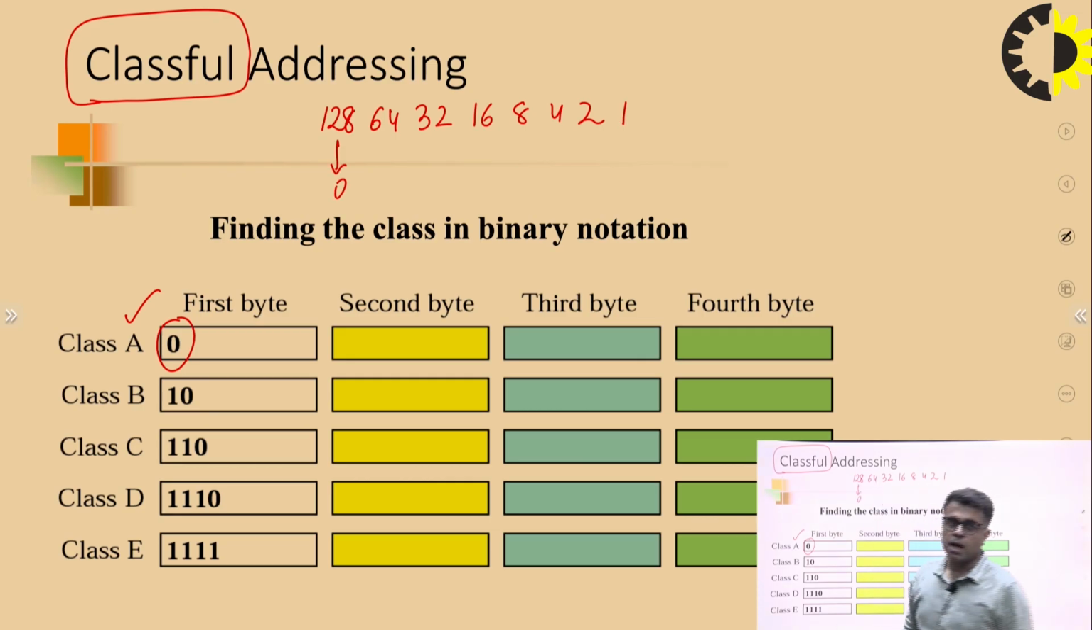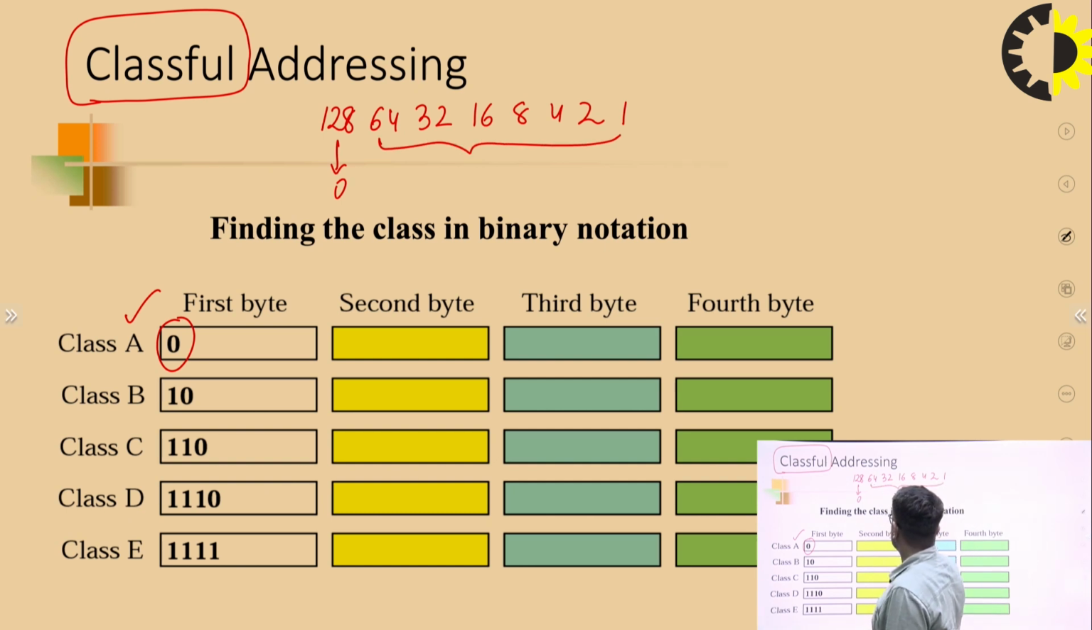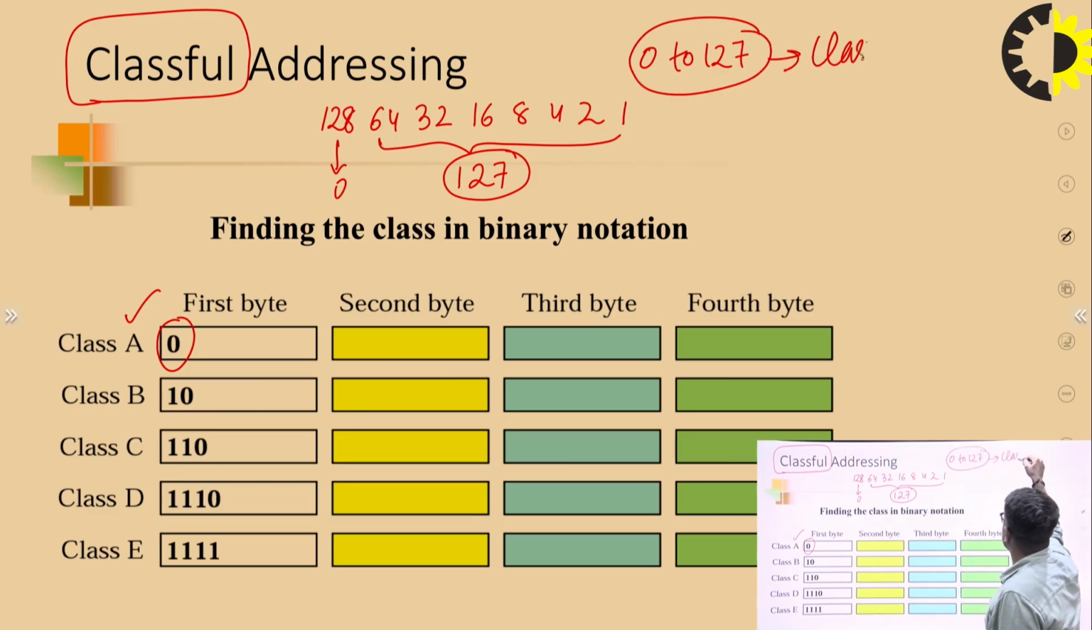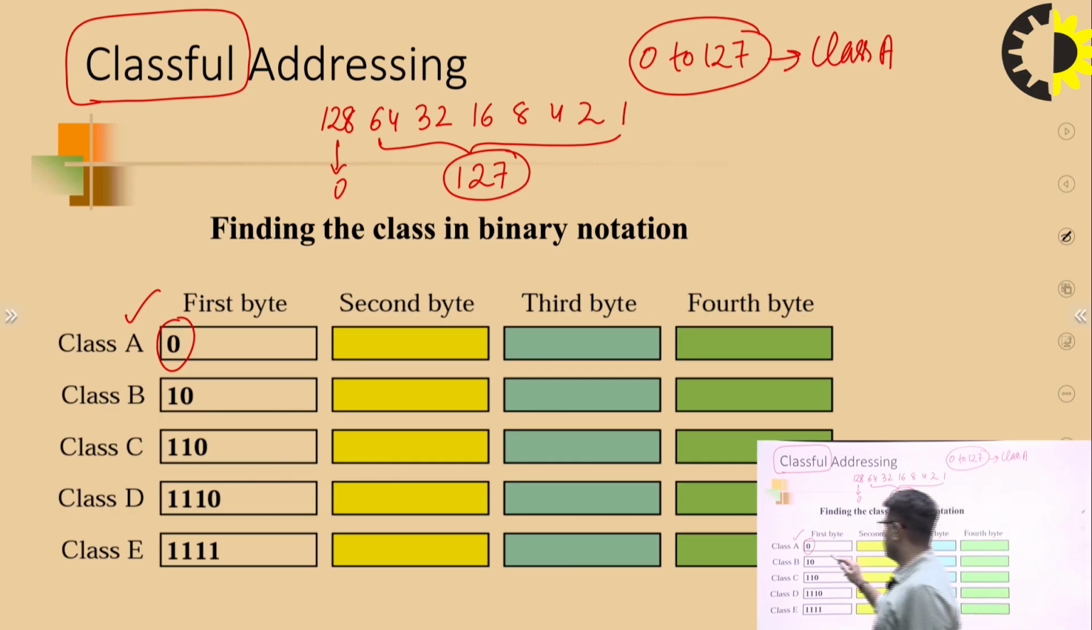That means this complete thing can maximum be equal to 127. So any IP address which is between 0 to 127 will belong to class A. Okay, 0 to 127. This 0 is signifying that any number between 0 to 127 will be having a 0 in front, so it will automatically belong to class A.